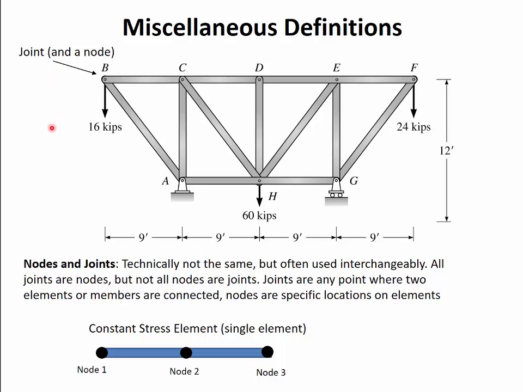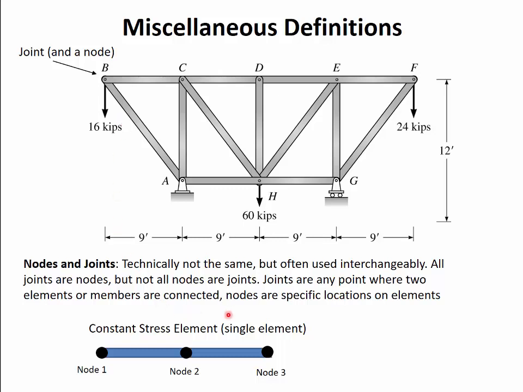The reason is that every single joint is a node, but not every single node is a joint. So let me say that again. Every joint is a node. So every joint, I'm pointing to B here, B is a joint and it's a node. But not every node is a joint; you could have a node that's not a joint. In this class, almost all the time you're going to have a node that is a joint, but you can have instances where a node is not a joint.